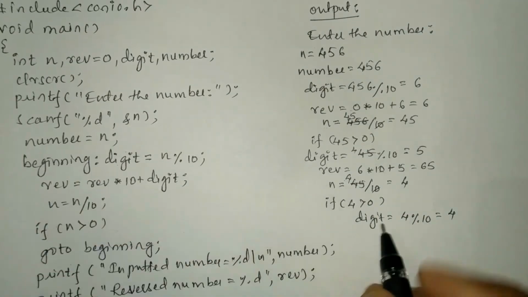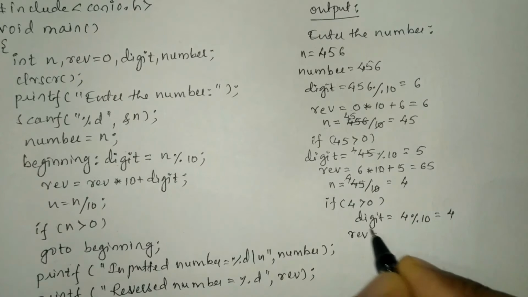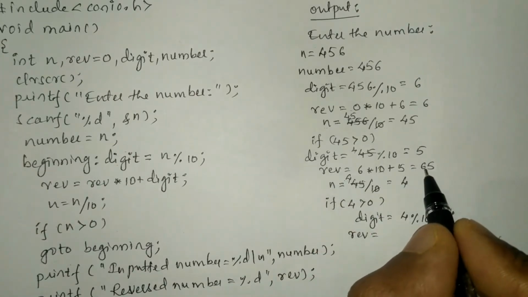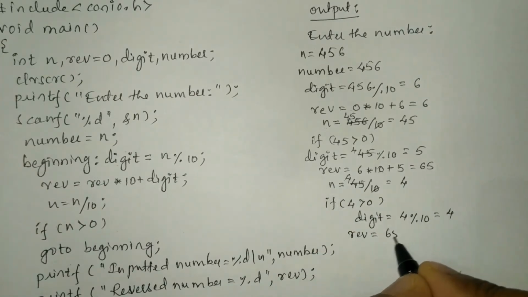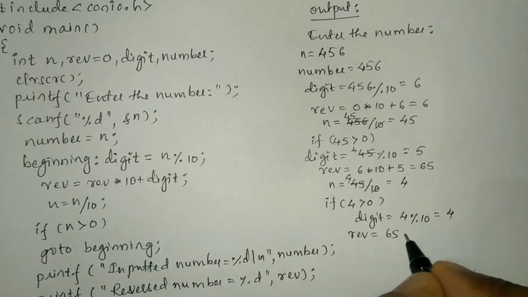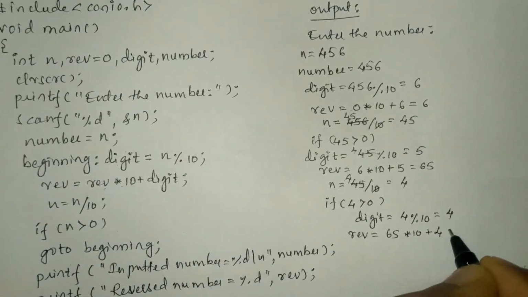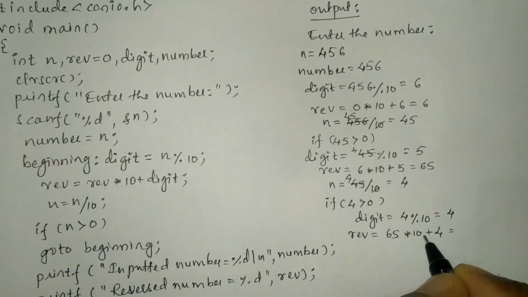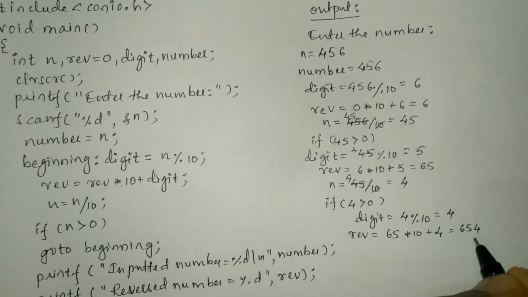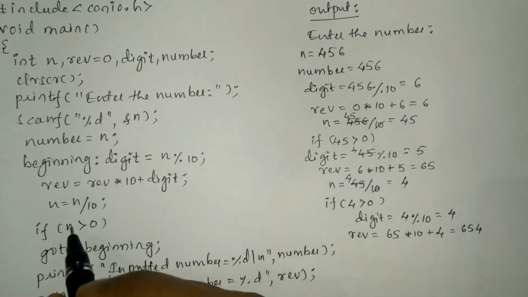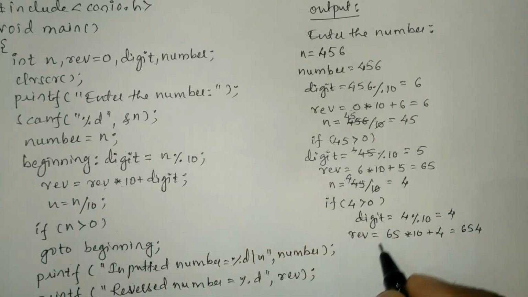Next we are going to write REV, reverse, is equal to, here previously REV was 65. So this REV into 10 plus digit. So digit is 4. So 65 into 10 is 650. 650 plus 4 is 654. Correct? Yes. So now we are going to go for the next instruction.